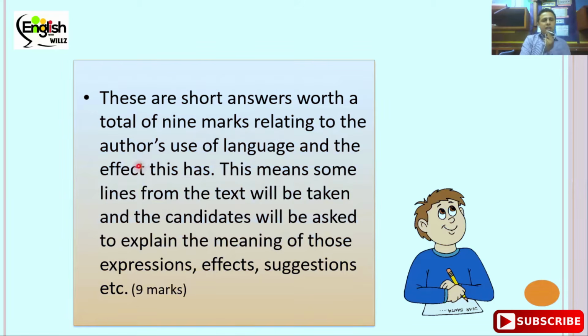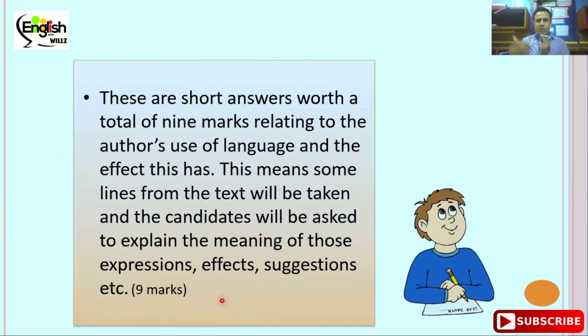It would be relating to the author's use of language and the effect this has. This means some lines from the text will be taken, and the candidates will be asked to explain the meaning of those expressions, effects, suggestions, etc. And that would be of 9 marks.